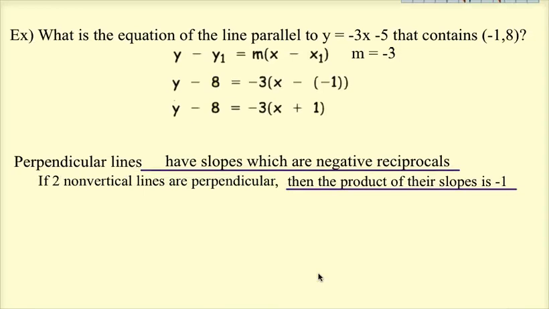Now, perpendicular lines have slopes which are negative reciprocals. If two non-vertical lines are perpendicular, then the product of their slopes is -1. So perpendicular lines have slopes which are negative reciprocals, and we'll take a look at that tomorrow. Okay, and we'll practice some problems.